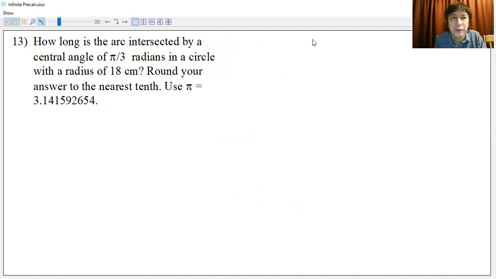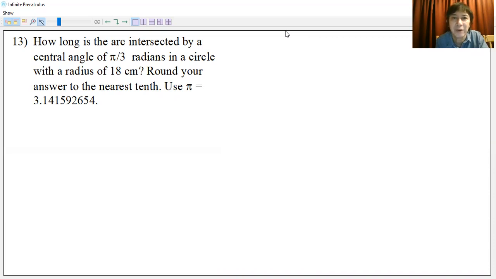Here's the number 13 question. How long is the arc intersected by a central angle of pi over 3 radians in a circle with a radius of 18 centimeters? Round your answer to the nearest tenth. Use pi equals 3.141592654. Let us write the given first. Our requirement here is the arc, okay, how long is the arc? We're after the S.